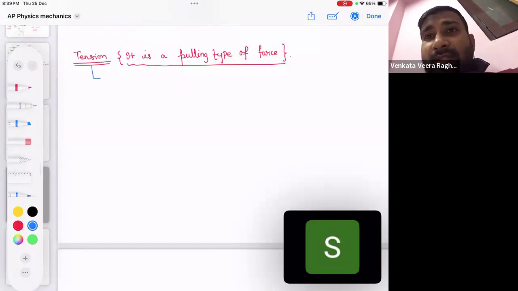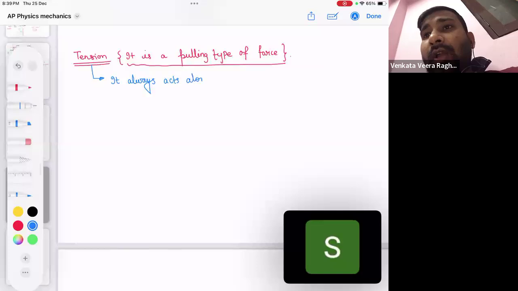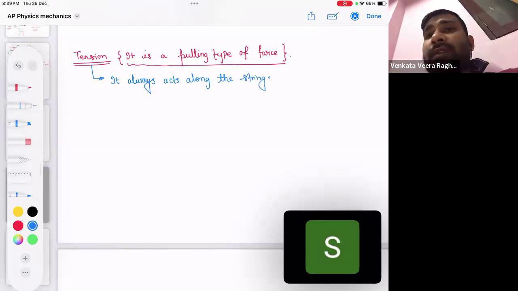Next point about the tension force. Which direction does it always act in? It always acts along the string. Understood? It always acts along the string. That is another point about the string force or tension force. Second point.